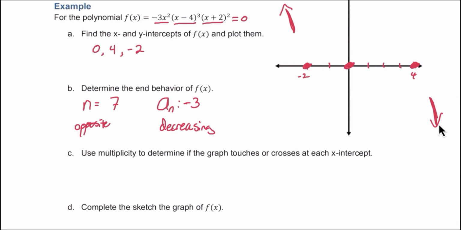Next, we'll look at multiplicity. We'll start by identifying the zeros, and then we'll look at their multiplicity.